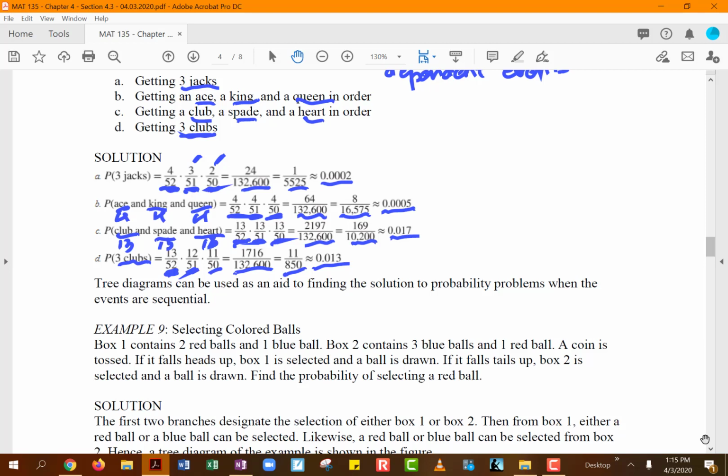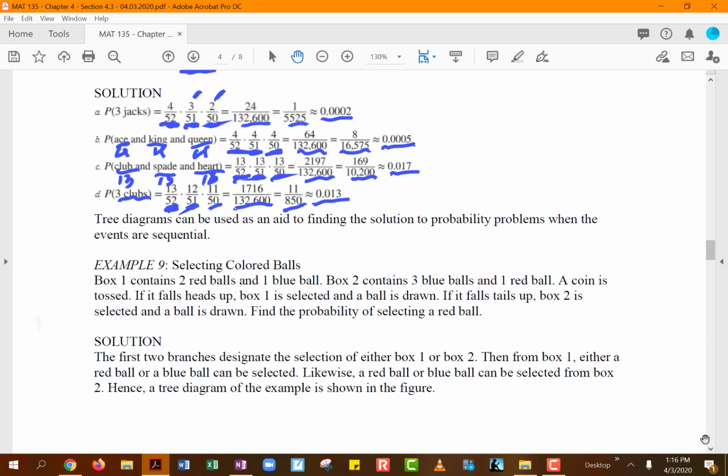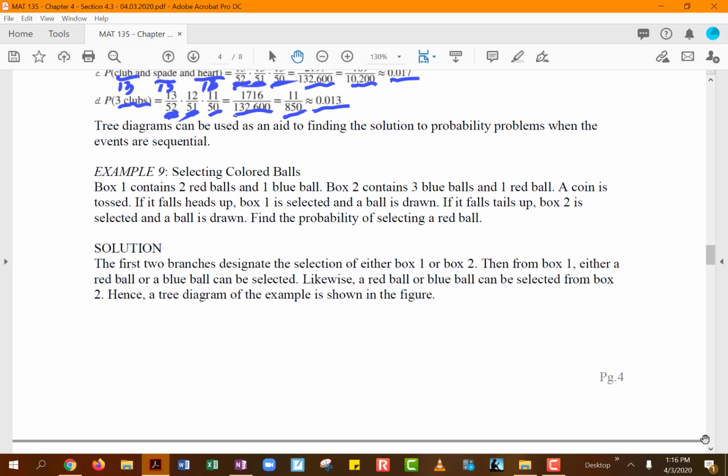So if it helps you to visualize what you're looking at, you can definitely try working with tree diagrams also. And I believe that might come in handy for this next example we're looking at, which is example 9. So let's see, we're talking about box 1 contains 2 red balls and 1 blue ball, right? So that's in box 1. Box 2 is going to have 3 blue and 1 red.